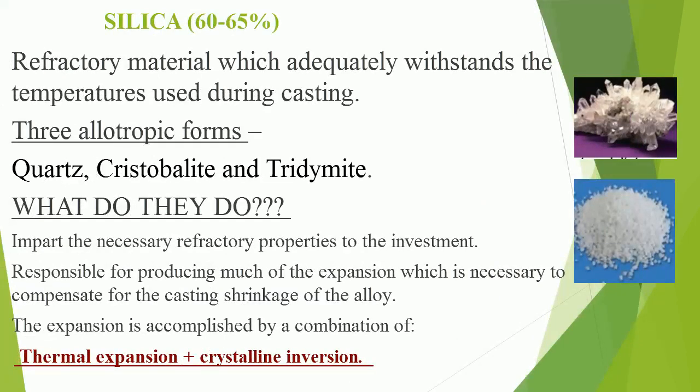Let's discuss the refractory materials, which are mainly silica and its allotropic forms. Silica is present in about 60 to 65% of the composition, and its main function is to withstand the temperature during casting. Three forms are present: quartz, cristobalite, and tridymite. So, what is the main function? To impart the necessary refractory or resistant properties to the investment. It is responsible for producing much of the expansion which is necessary to compensate for the casting shrinkage of the alloy. So, most of the expansion is taking place due to the refractory material, and this expansion is due to thermal expansion and crystalline inversion.